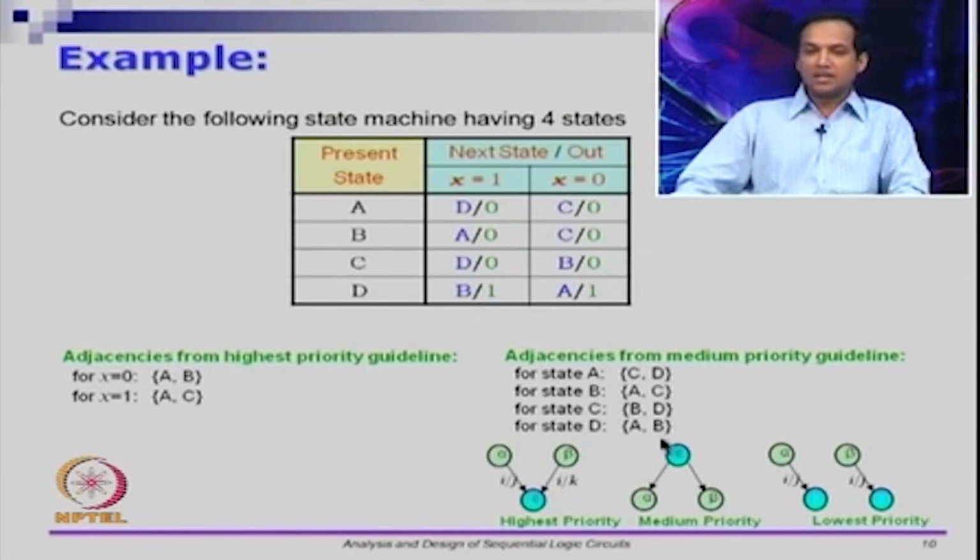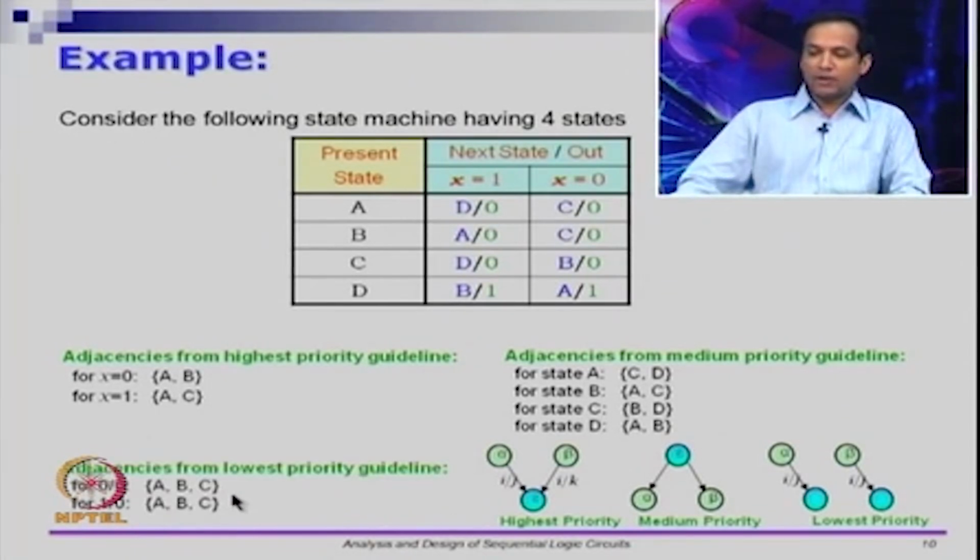Some of these affinities are already captured here also, but it does not matter. Sometimes you may also have the affinities to be the same. So from the medium priority guideline, we have these affinities. And finally, the low priority guideline says if you have 2 different states and you get the same input, output combination, then you go to 2 different states, you do not care about whether these are adjacent or not, you make alpha and beta to be adjacent.